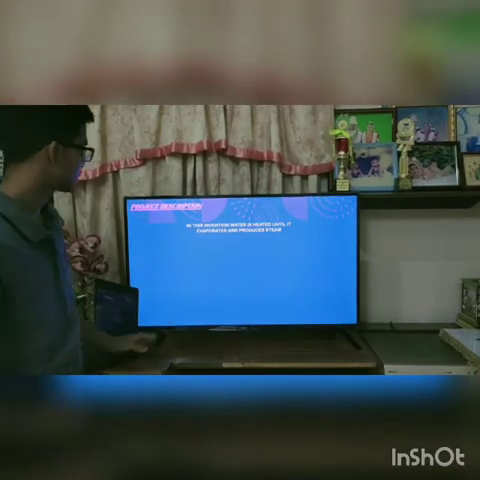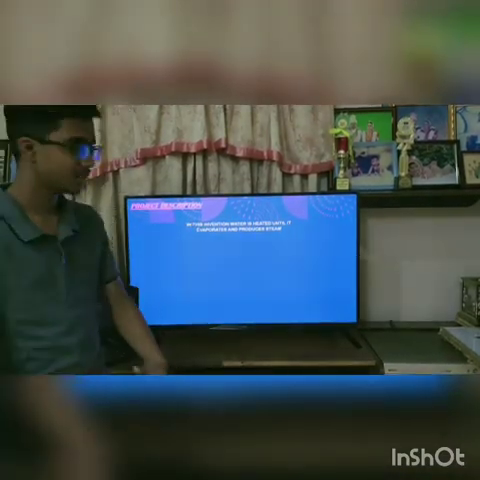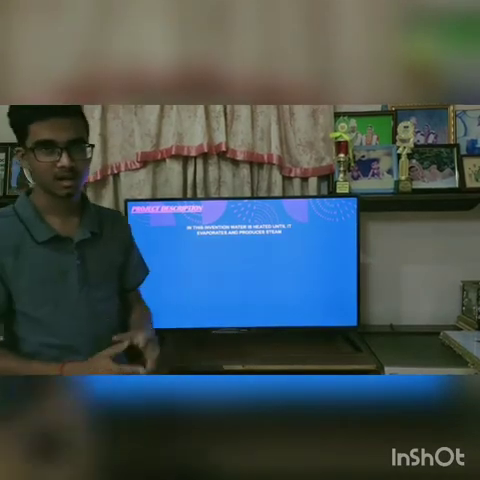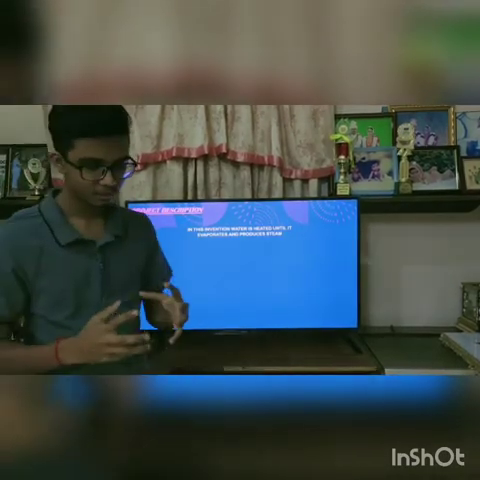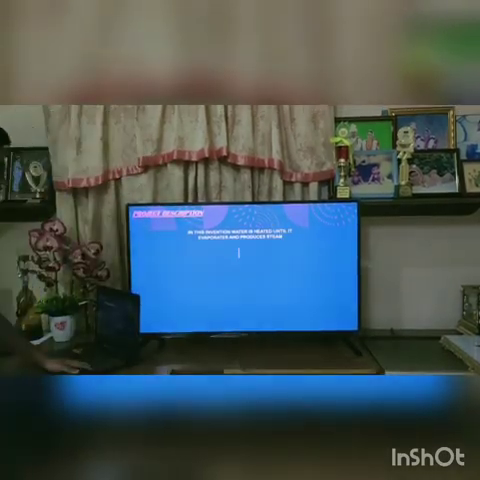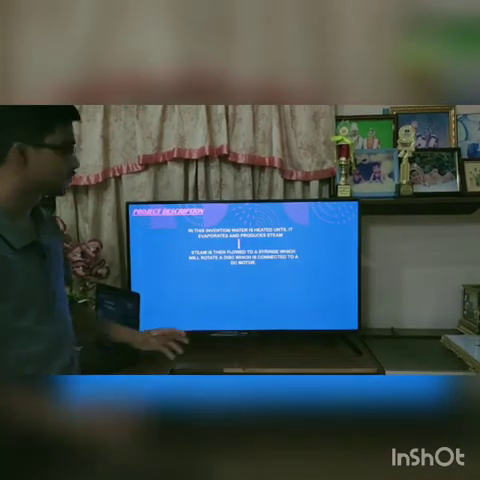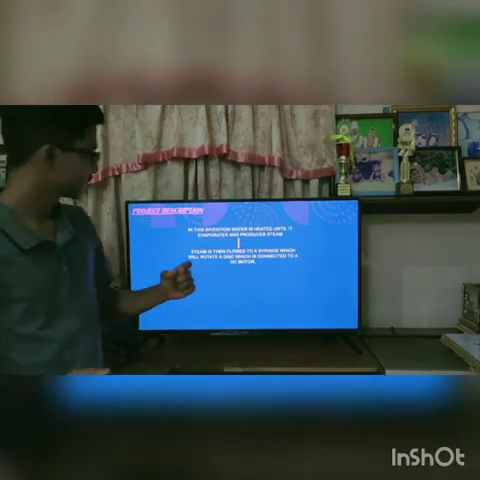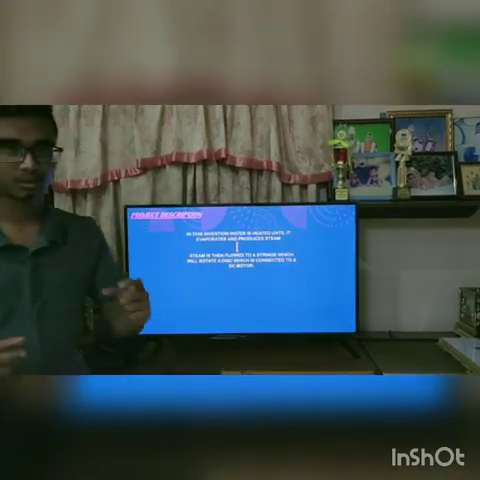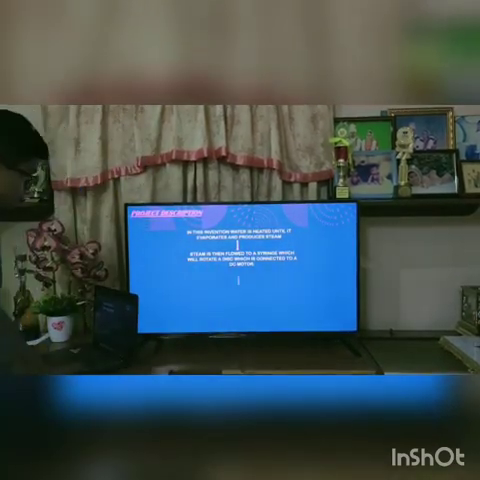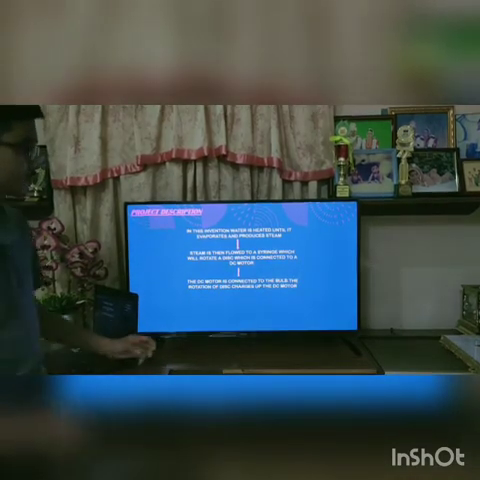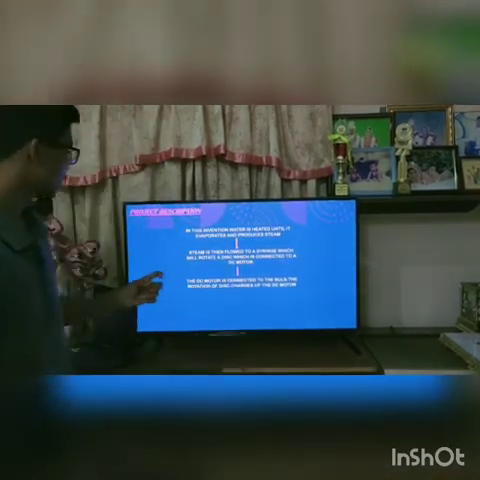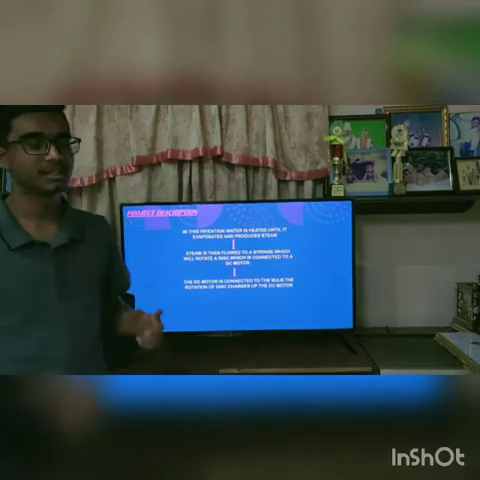First of all is project description. In this invention, water is heated until it evaporates and produces steam. After that, the steam is flowed into a syringe which will rotate a disc which is connected to a DC motor. The DC motor is connected to the bulb. The rotation of this charges up the DC motor.